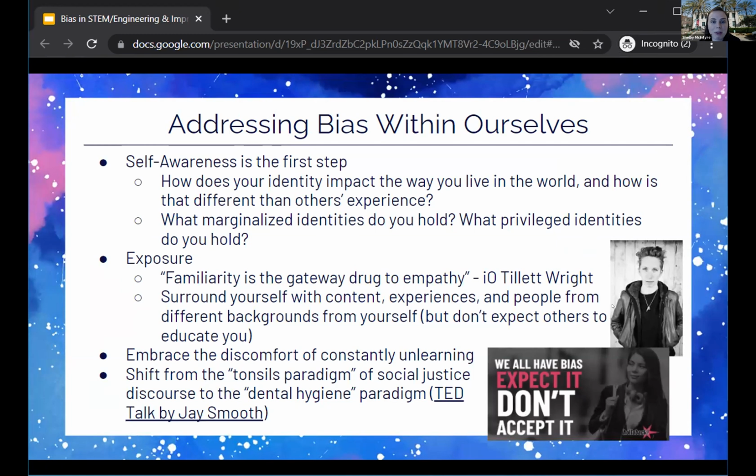So I'm looking at time. We're about halfway through. Don't worry, we're going to get to solutions, right? Because we just talked about how bad is it? What are the things that contribute to how bad it is? We're going to talk first, starting with ourselves, right? Before going out there in the world and trying to combat bias, we have to combat the bias within ourselves. And then we'll talk about bigger solutions, right?